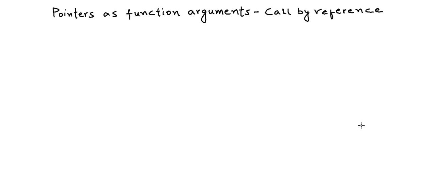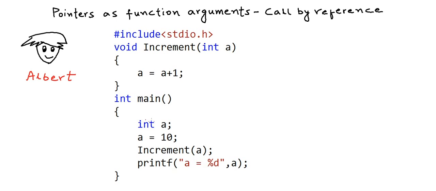So let's discuss a scenario. Albert is a beginner programmer, and he has recently learned about the concept of user-defined functions. Now he tries to apply this concept, and he writes a simple C program like this. What he is trying to achieve here is that he has an integer variable declared and initialized in the main method, and he wants to increment the value in this variable by 1.